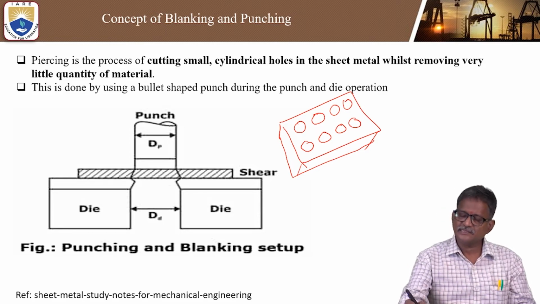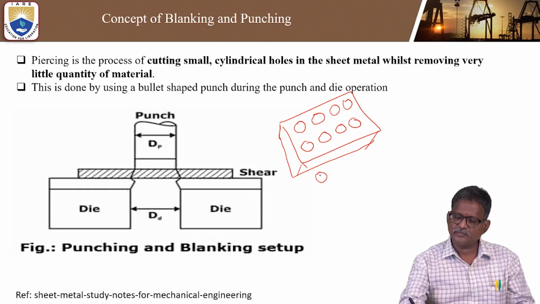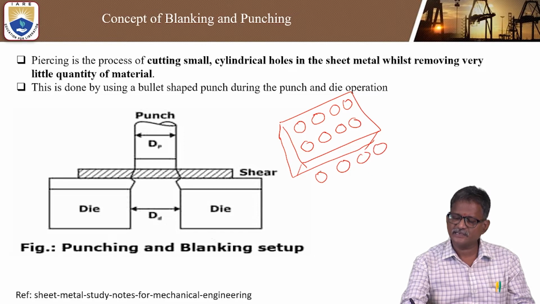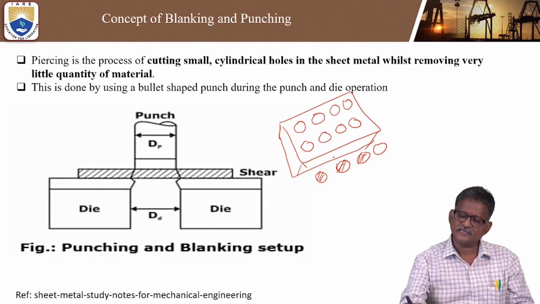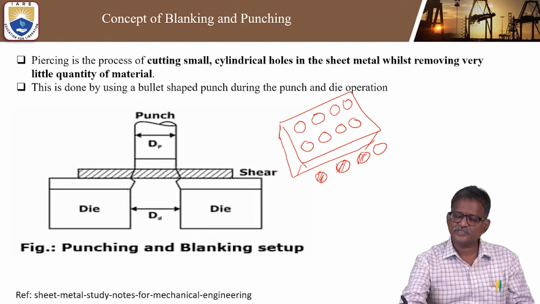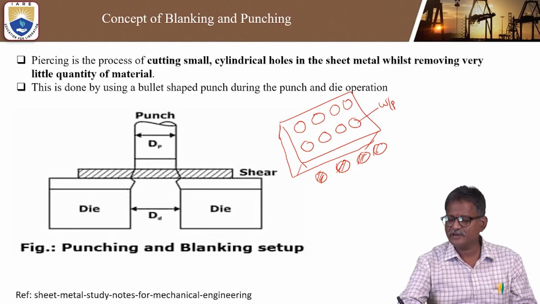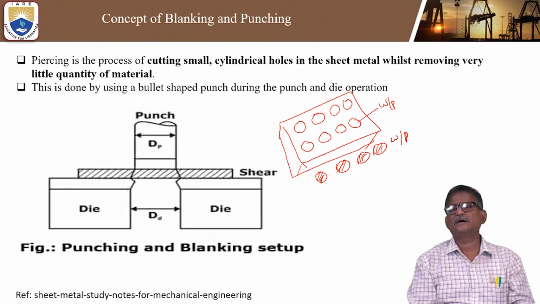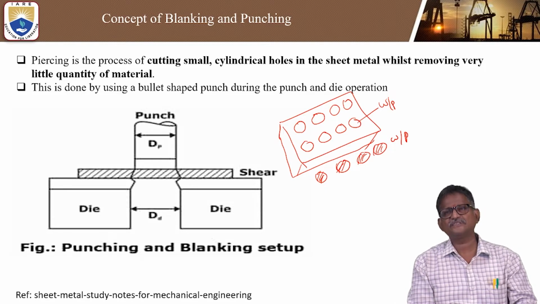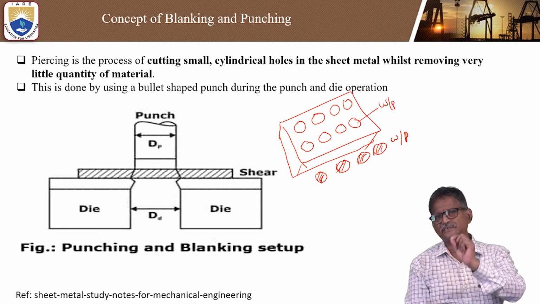In general, you can see here this part, the punched out part, we will call a blank. Making the hollow portion in the workpiece we call a piercing or punching operation, and when the blank is the workpiece, it is a blanking operation. So that is the only minute difference between a blanking and a piercing or punching operation.